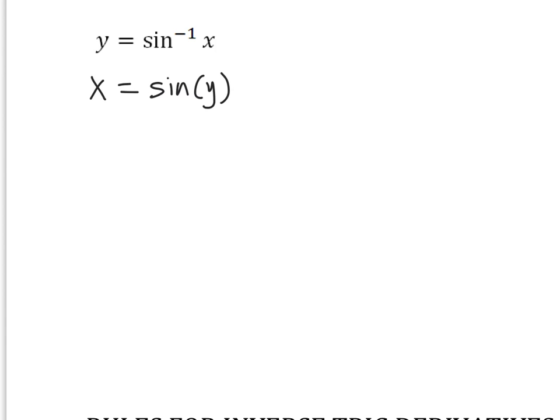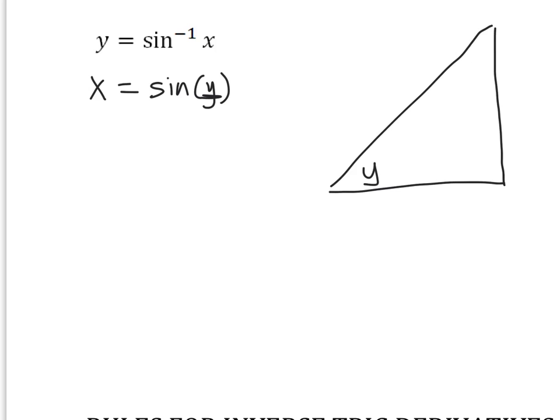Now, I want to look at a right triangle that shows this information. Sine of y, where y is my angle measure, so I'm going to put y right in here. If I take sine of y, I get x, which is really just x over 1. So this is the opposite side divided by the hypotenuse, 1. This is a right angle here. And what we know is that I have a friend, and that friend is Pythagoras, and I can find the third side of my triangle.